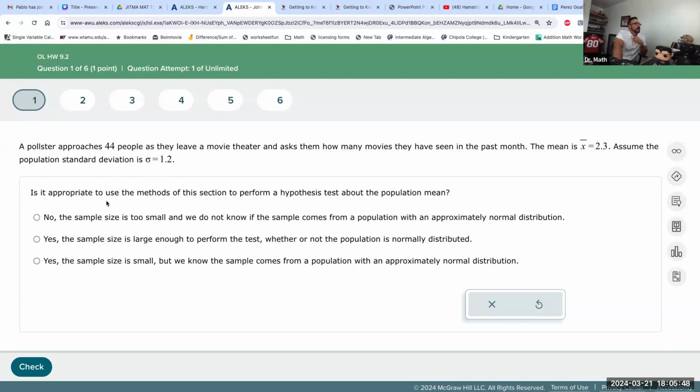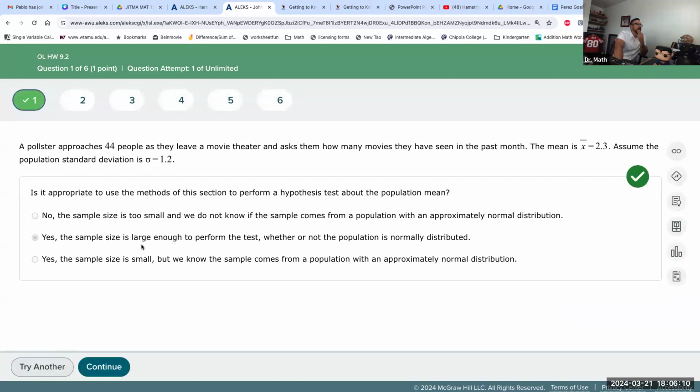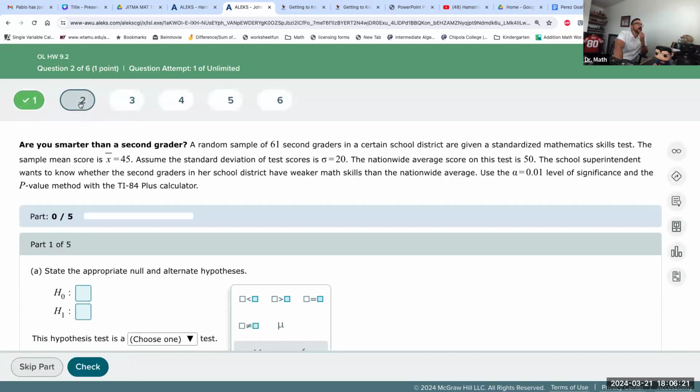Is it appropriate to use the methods of the section to perform a hypothesis test about the population mean? All right, so there's a couple things here. A lot of you I worked with said yes, because our sample size is large enough. And when we're checking large enough, again, we're looking at this number, which is our N. And so our N is greater than 30. All right, so when N is greater than 30, it doesn't matter.